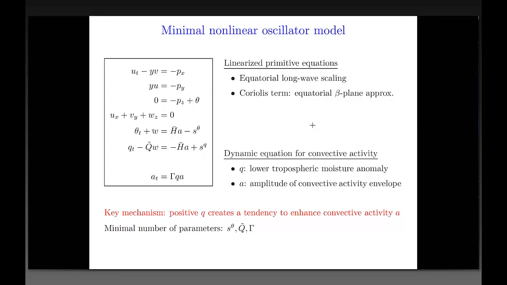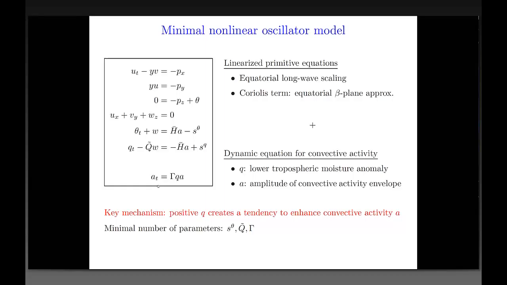These might look a little unfamiliar since we've non-dimensionalized, but there would usually be your buoyancy frequency N squared right here. And this Q tilde is a constant parameter, and it's the vertical gradient of the lower tropospheric moisture.